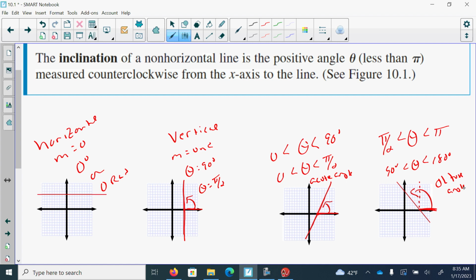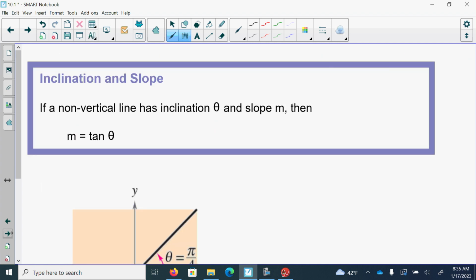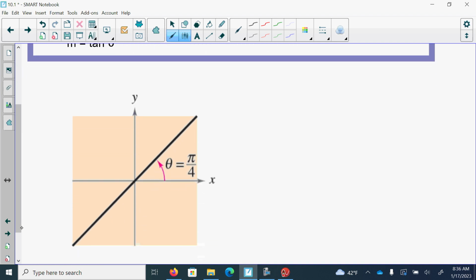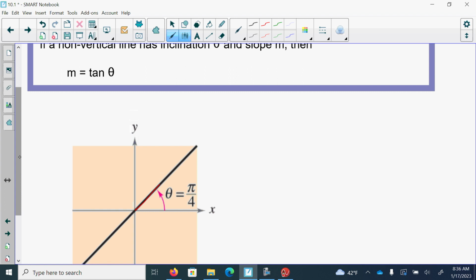So to find the inclination of a line, you should remember that it's going to be the tangent. The slope is going to equal the tangent of theta. So if I say that theta is equal to pi over 4, then my slope will be the tangent of pi over 4. And the tangent of pi over 4 is 1, so my slope is 1. So I can either find the slope of the line based on whether I have my angle, or I can find the angle if I have the slope.